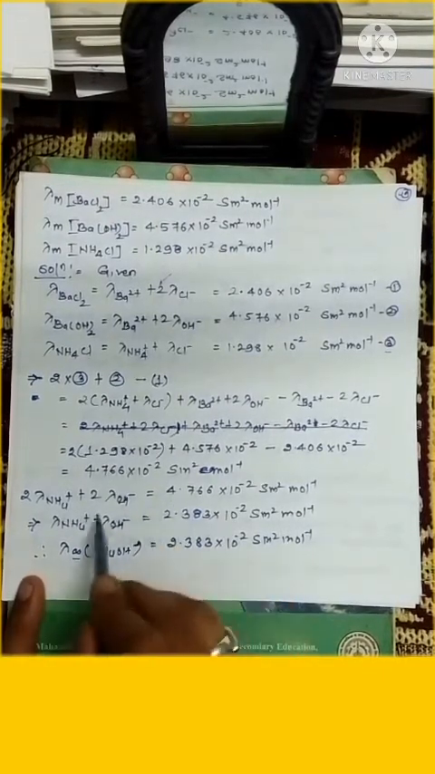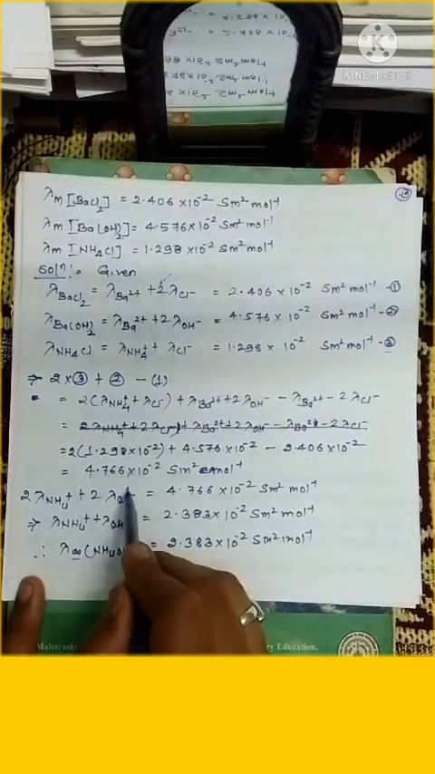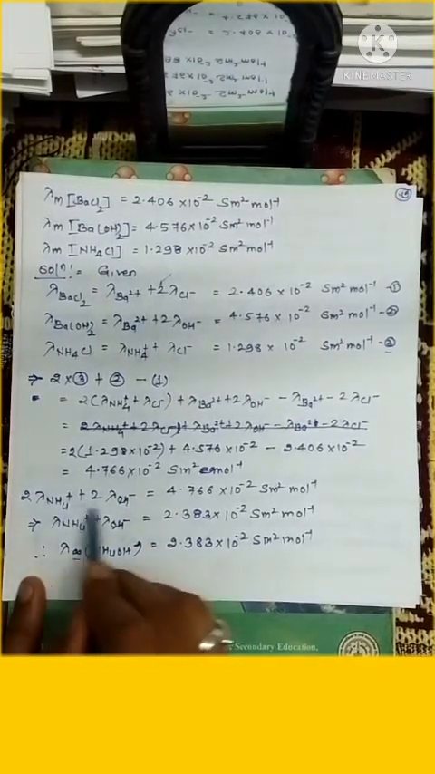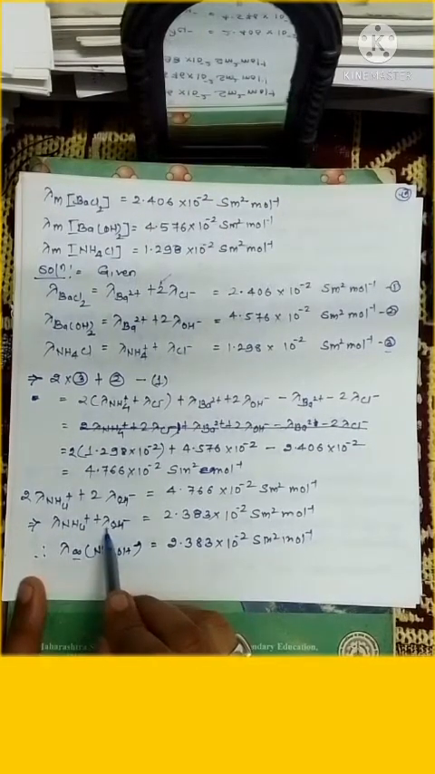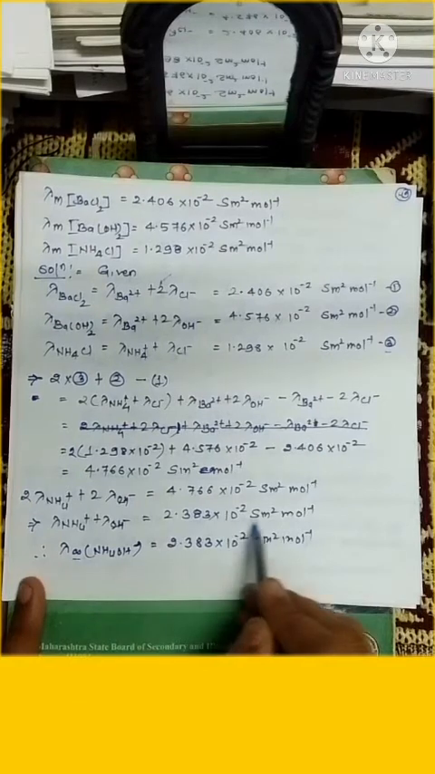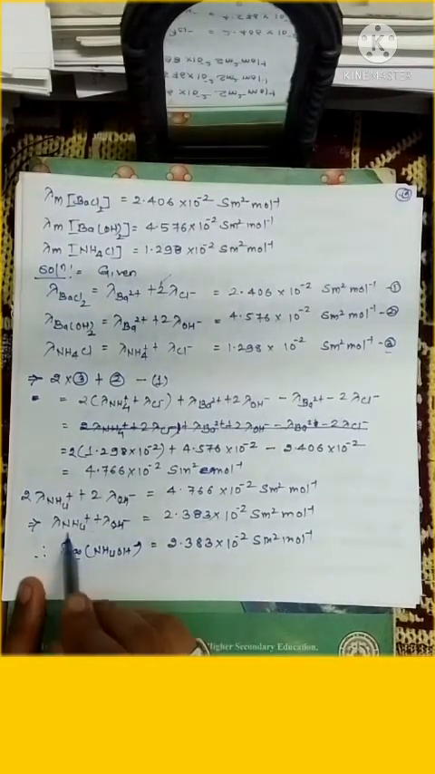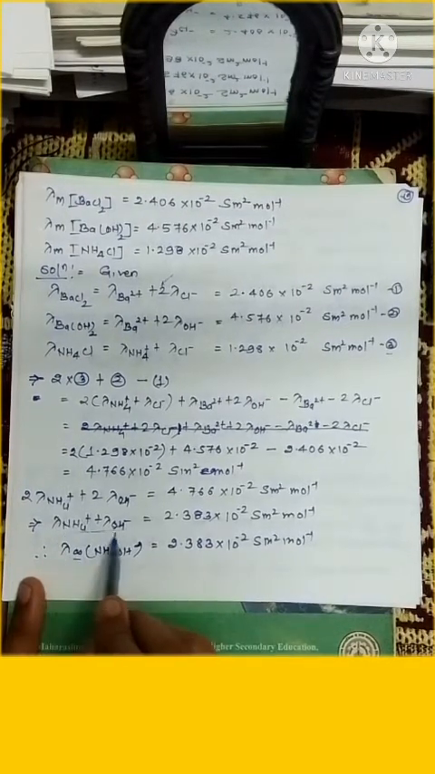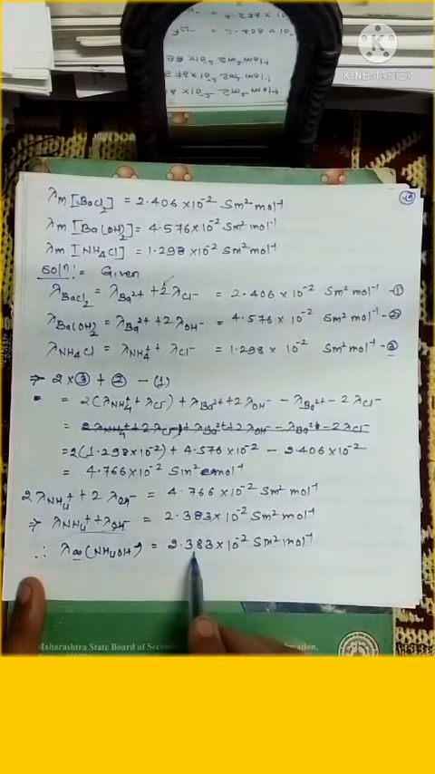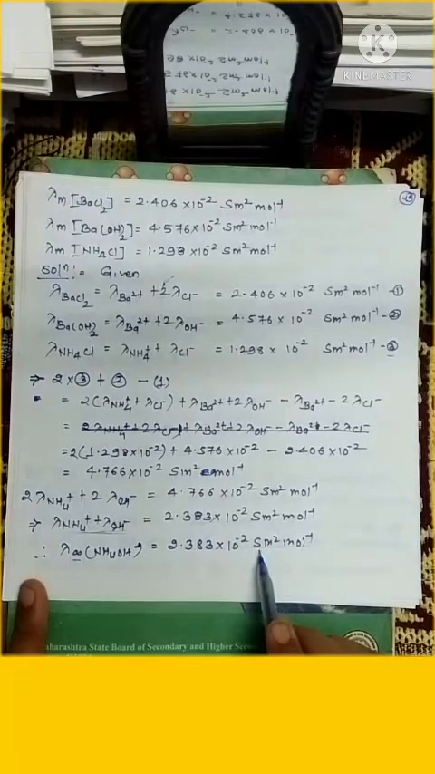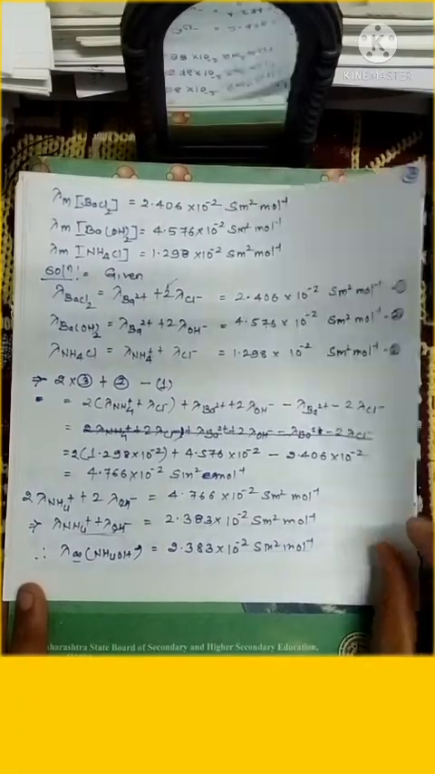So just divide both sides by 2. So we come with lambda for ammonium hydroxide, lambda for NH4 plus lambda for OH minus, that is equal to this value. And according to Kohlrausch law, lambda infinity for ammonium hydroxide can be written like this, which value is 2.406383 into 10 raised to the power minus 2 Siemens meter square per mole.